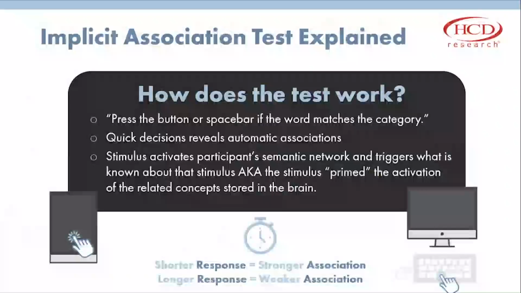Exactly. So that kind of leads us into how does this test work? So go ahead. Yeah, so I'll just take this one. No matter what it is, the implicit test is a timed reaction test.